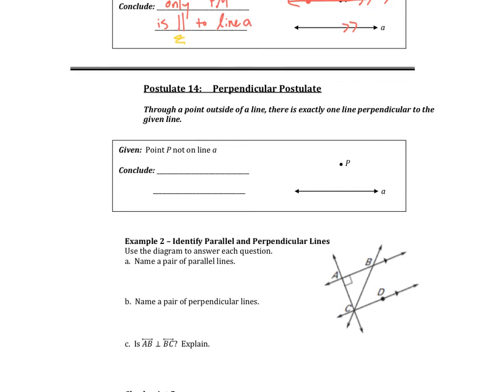The perpendicular postulate is similar. So if we have point P not on the line, there's only one line that can be perpendicular through that point. So in this picture, point P is not on line A. Only line PQ is perpendicular. Perpendicular is an upside down T. I think we mentioned earlier this year, but this upside down T means perpendicular. So only line PQ is perpendicular to line A through point P. There's only one line through point P that's perpendicular, and that's line PQ.